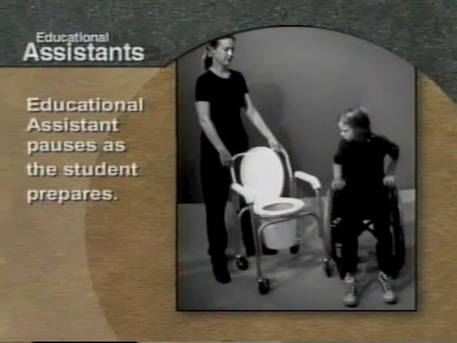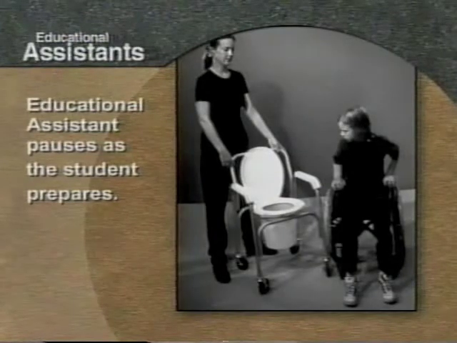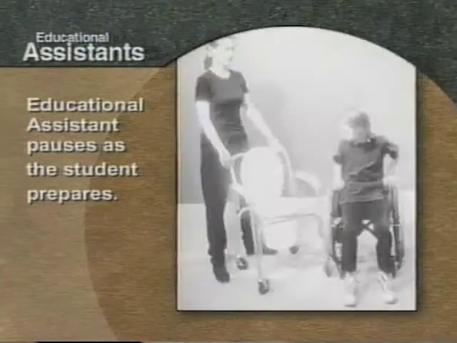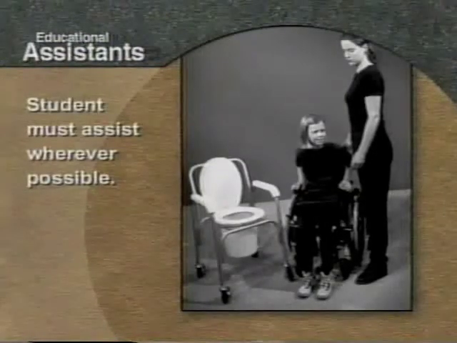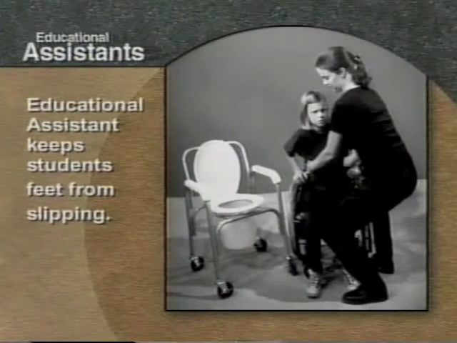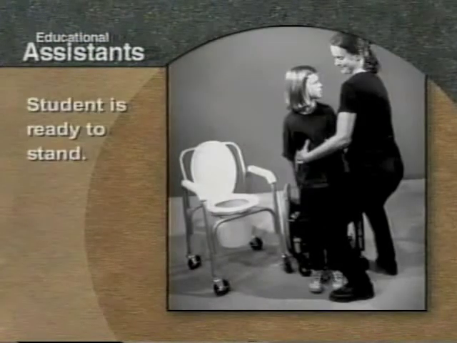You will note that as the student sits on the edge of the wheelchair, the educational assistant pauses to allow the student to adjust and ensure that the student's feet are positioned flat on the floor and knees at a 90-degree angle. The student helps by putting her hand on the nearest armrest. Notice as the educational assistant bends her knees to block the student's feet from slipping, places her hands over the student's waist. The student is leaning forward and ready to stand.